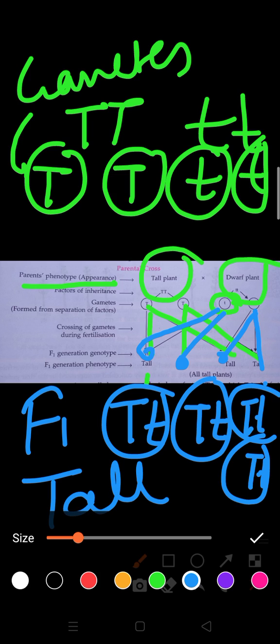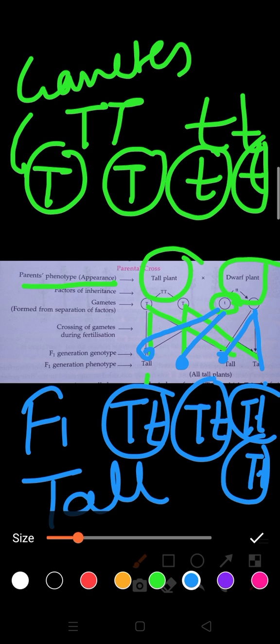In the first generation, whatever characters the parents have, only the dominant character will be visible. This is the law of dominance. In the first generation, the dominant character will appear. Clear, children? Have you seen how tall plants are formed in the first generation?